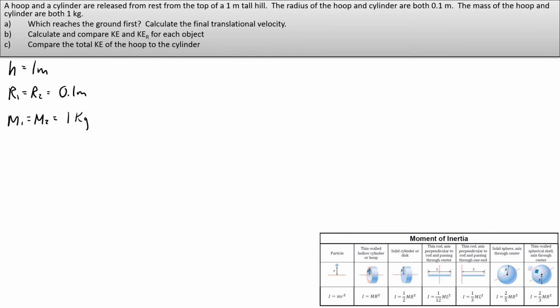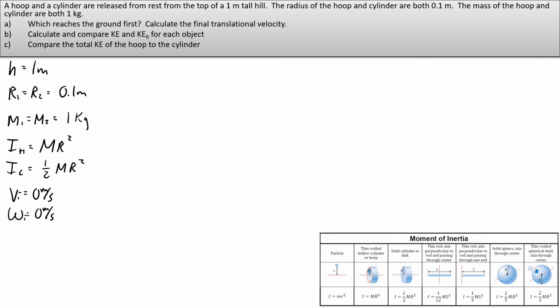So they also tell you, what do they tell you? It's a hoop and a cylinder. So we know for a hoop, the moment of inertia is mr squared. And for the cylinder, it's 1/2 mr squared. Okay. The problem tells you they are released from rest. So v initial is equal to 0, but also omega is equal to 0.